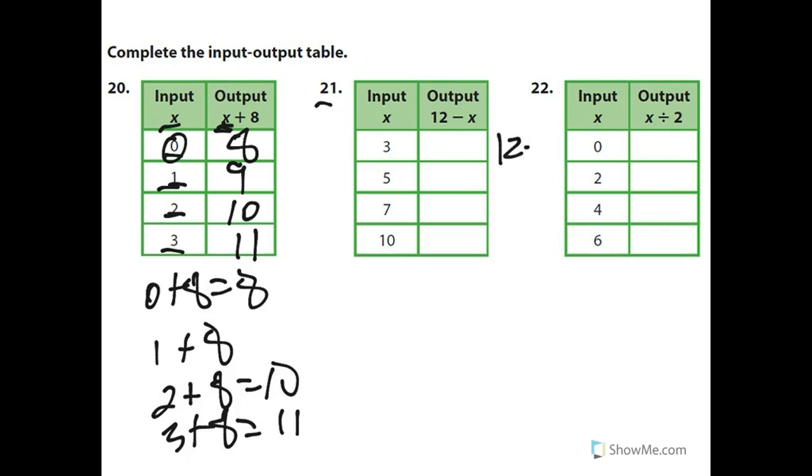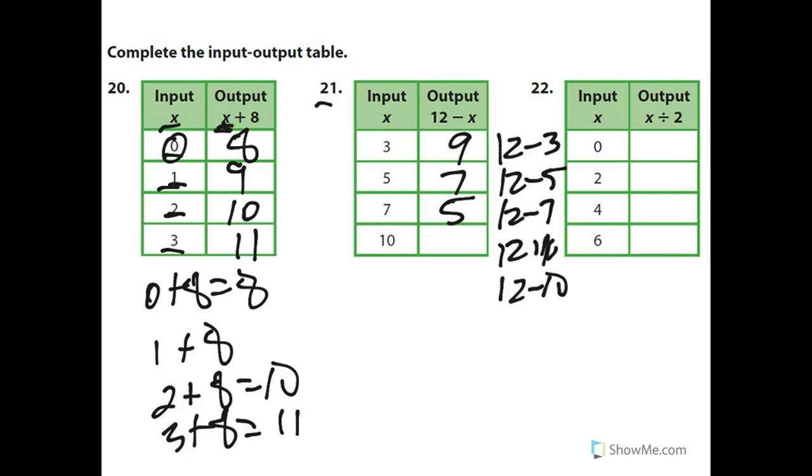Alright, here we've got 12 minus 3, that's going to be 9. Here we've got 12 minus 5, that's going to be 7. Here we've got 12 minus 7, that's going to be 5. And here we've got 12 minus 10. Sorry, that was kind of messy. 12 minus 10, that's going to equal 2.